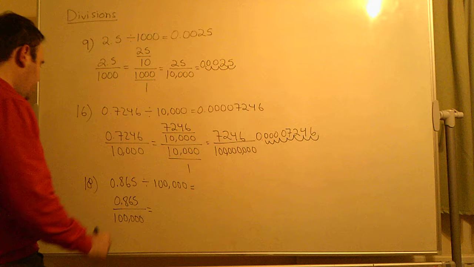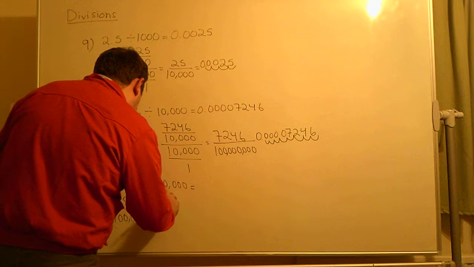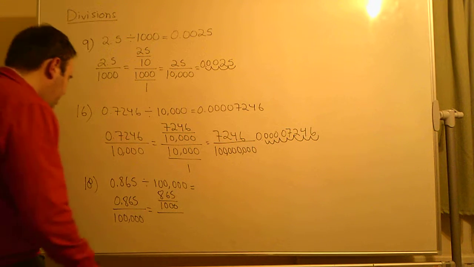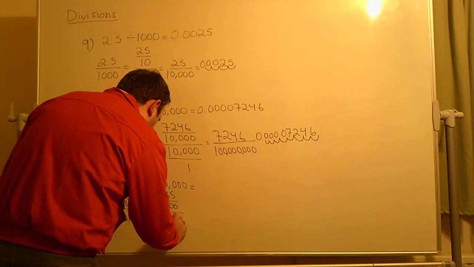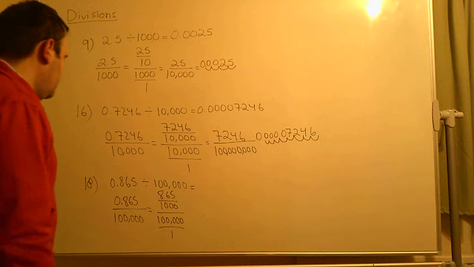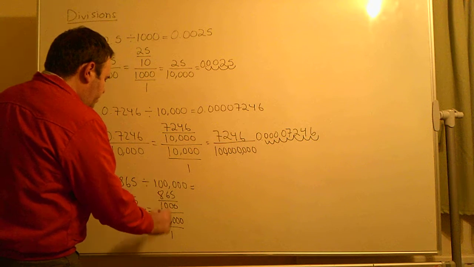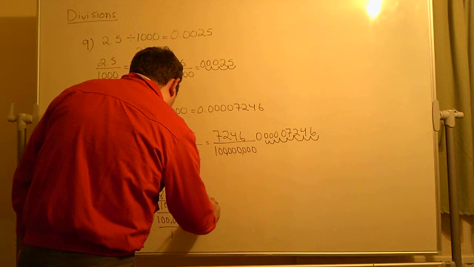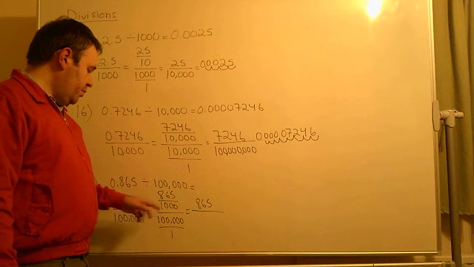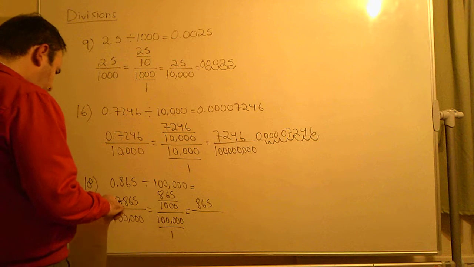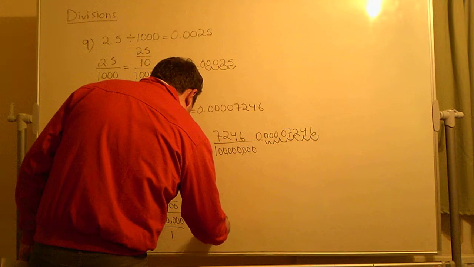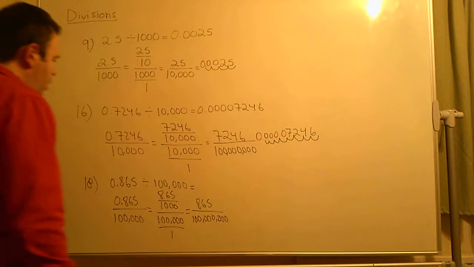And now we would have to write down this decimal as a decimal fraction, which would be 865 divided by 1000 divided by 100,000 divided by 1. So we multiply the extremes, which would be 865 times 1, which would be 865. And then we need to multiply 100,000 times 1000, which would be 100 million.